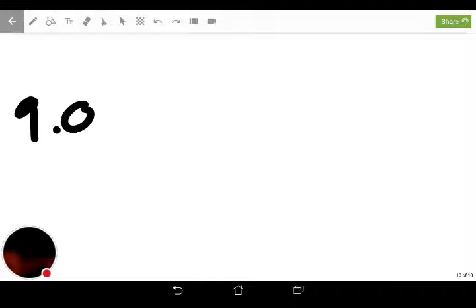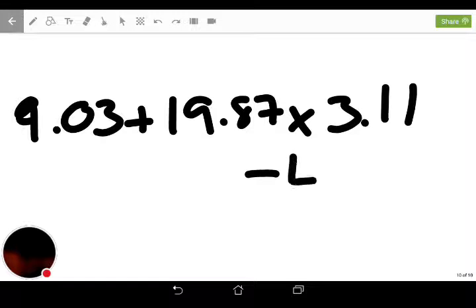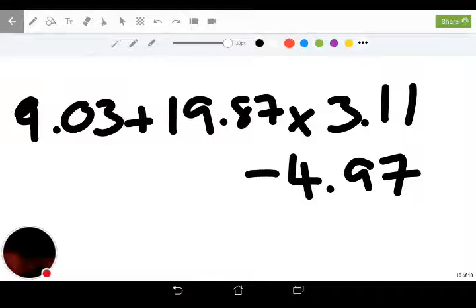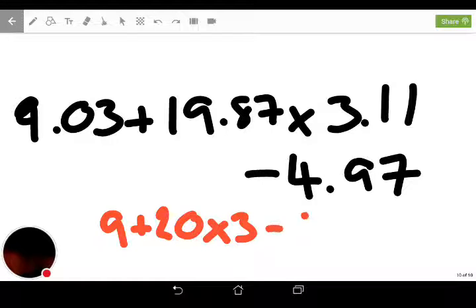So this one, just get the black pen on. 9.03 plus 19.87 times 3.11 minus 4.97. Now this one is a bit longer, again same process. So I want to start rounding everything. I'm going to start rounding it to one significant figure. I want to make the numbers much easier. So 9.03, it's 9. 19.87, 20. 3.11, 3. And 4.97 is 5.